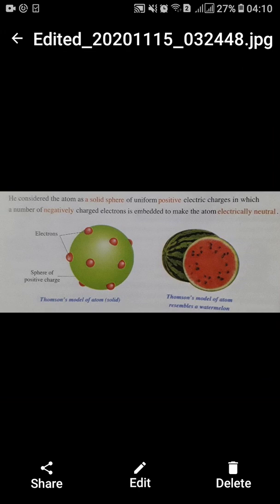So, inside his atomic model, he added the electrons. The atomic model here is like a watermelon, where he considered the atom as a solid sphere of uniform positive electric charge, in which a number of negative electrons are embedded randomly inside it just to make it electrically neutral.